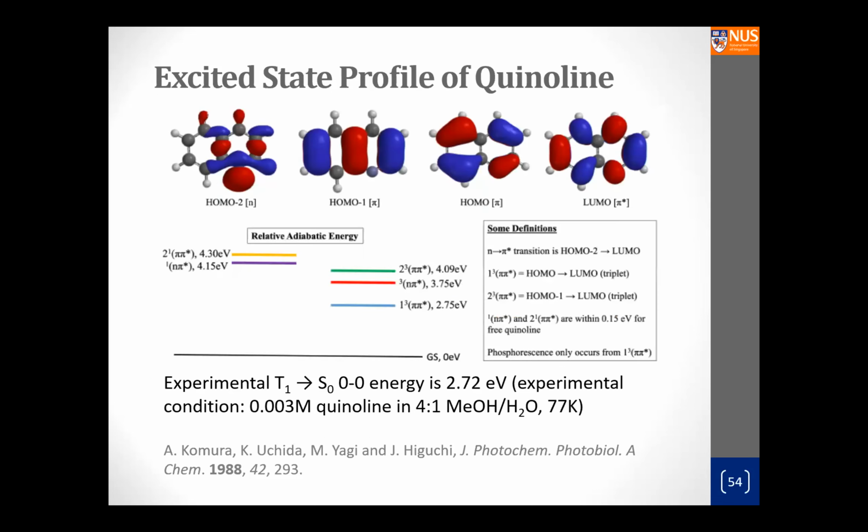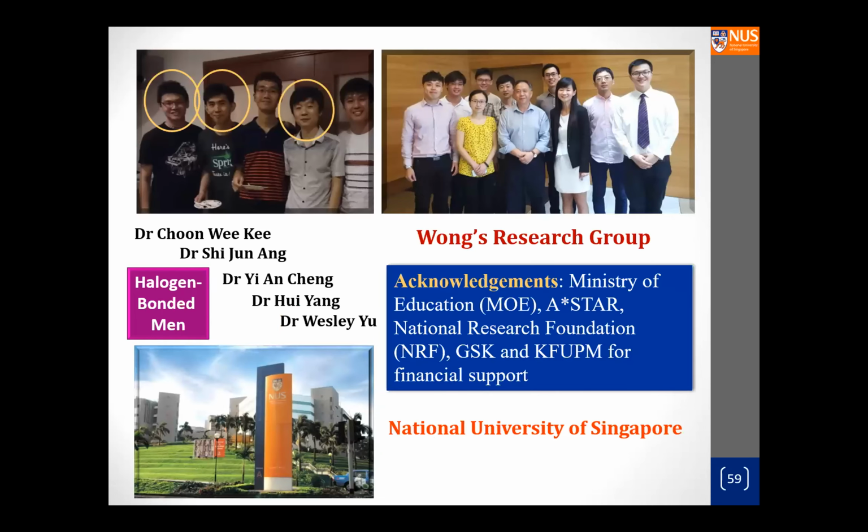So just let me finish, to acknowledge my research group. The people I highlighted here are all involved in the halogen bond project. The one in the middle is the one actually responsible, Anthracene. He's the one doing all the calculation for this project. He actually just returned from MIT after finishing his postdoc.